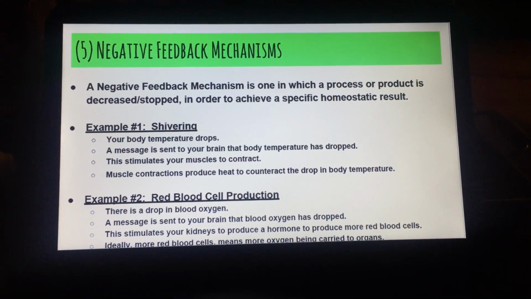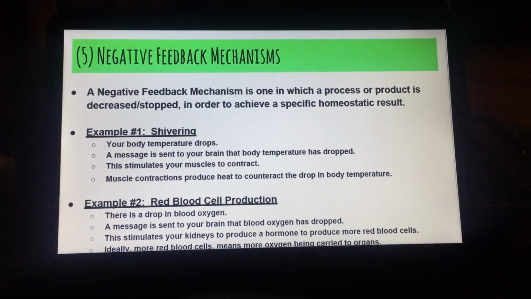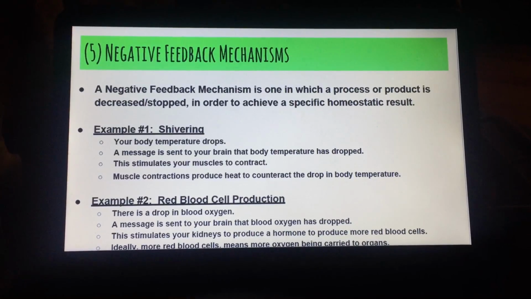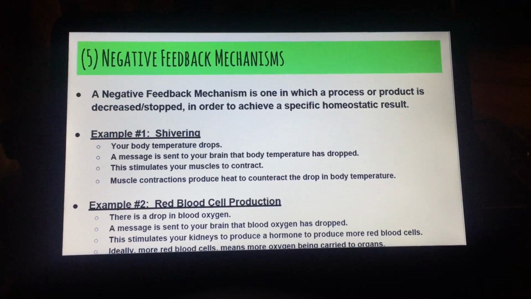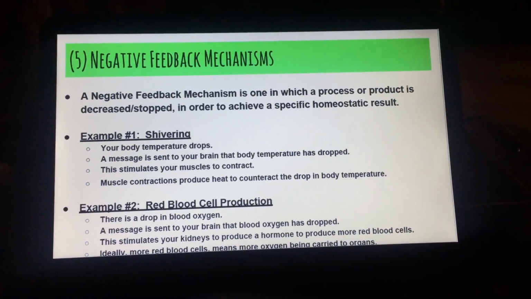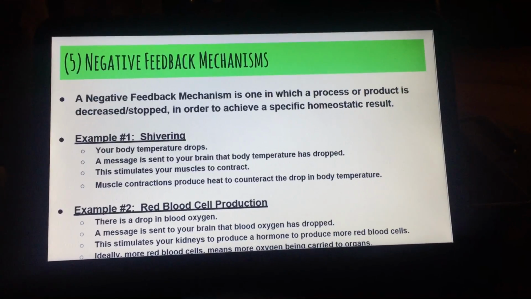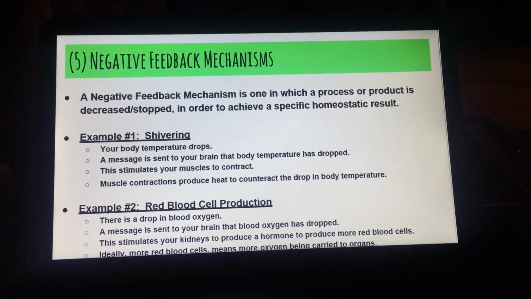My second example of a negative feedback mechanism is red blood cell production. We use red blood cells in our bodies to carry oxygen-based gases where they need to go. So let's say there's a drop in blood oxygen, right? The amount of oxygen you're supposed to have flowing in your blood attached to your blood cells has all of a sudden dropped. Your brain has recognized this.